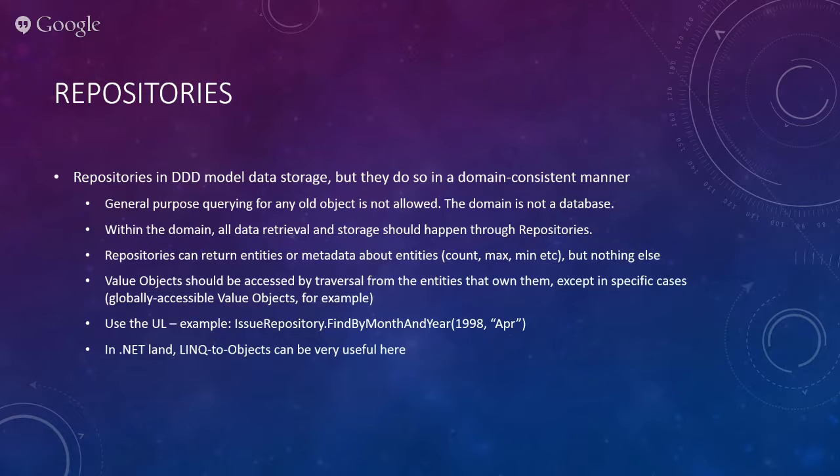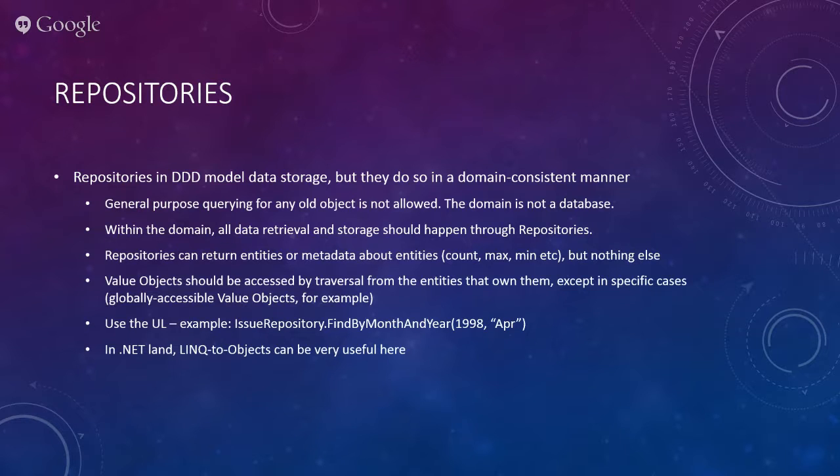As a general principle, value objects should be accessed only by traversal from the entities that own them. So you shouldn't be fetching them directly because, again, they have no identity. But there are specific cases I mentioned, like global chains of value objects, where it may be okay to use a repository to load those up front. And use the ubiquitous language. So another example, an issue repository, like a fictional repository for getting issues, find by month and year. That's a valid business operation because an issue has a month and a year. And for a user, it might be finding by email rather than just a general query interface.